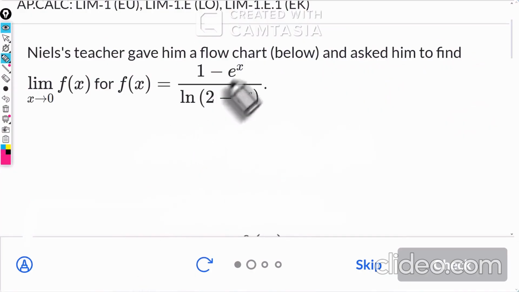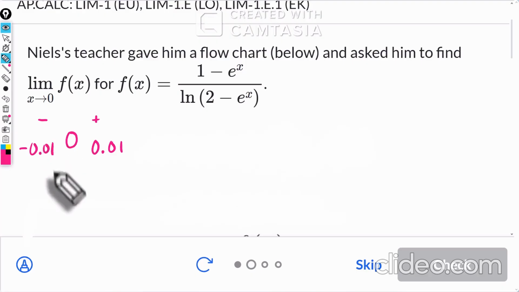All right, so I'm having a tough time here. You can't really factor this or anything like that. So what you could do is approximate. Since we're doing the limit as x approaches 0, on the one side of 0, on the positive side, we choose a number that's a little bit bigger than 0. Let's say 0.01. And then on the negative side, we'll choose a number that's a little bit smaller than 0. Let's say negative 0.01. So I'm gonna use the calculator.